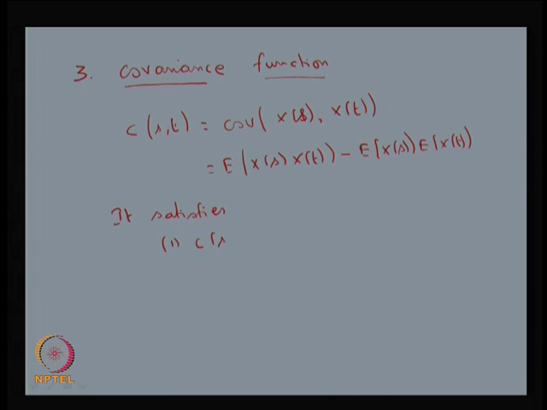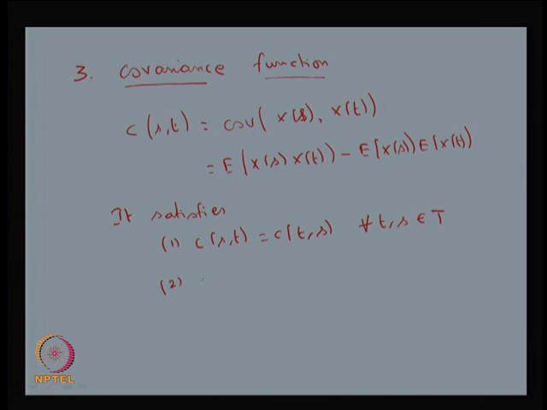C of s comma t is the same as C of t comma s for all t comma s belonging to capital T, where capital T is the parameter space. From the parameter space, if you take any two t and s, then the covariance function of s comma t is the same as that of t comma s.